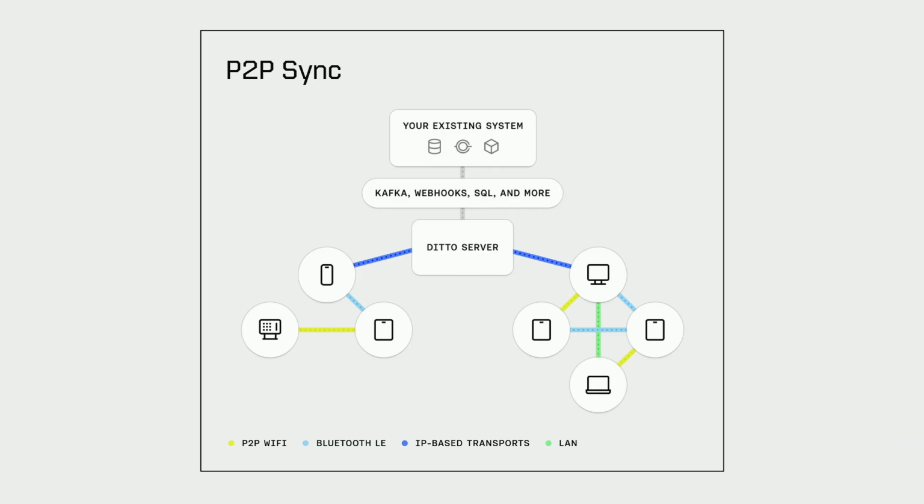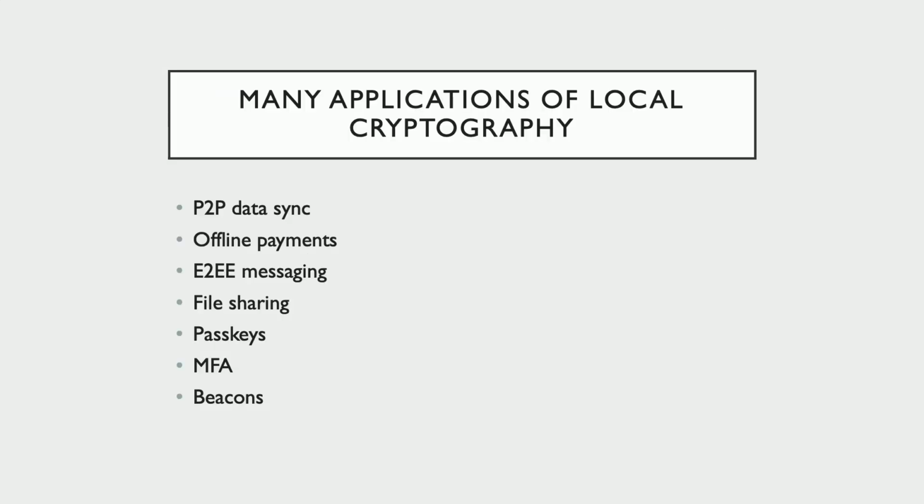Now, as we go through this, keep in mind Ditto is not a special case. There's lots of different kinds of applications where you might want to have private keys that you want to protect. We're talking about taking payments offline, end-to-end encrypted messages, file sharing, passkeys, multi-factor authentication, authenticating beacon payloads. So even if the app that you work on is primarily a client-server model, you might still find lots of interesting applications for the kind of cryptography that I'm about to talk about.